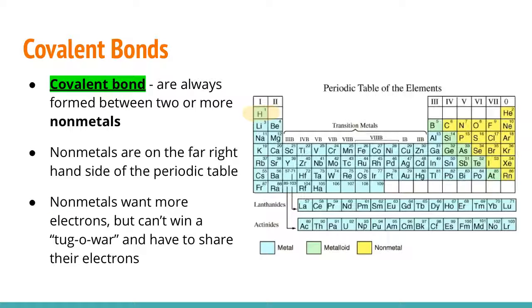Nonmetals want more electrons, so they want to share these guys, and they end up in this tug of war, and neither one can win that tug of war. That's why they end up sharing. So covalent bonds are different because we're dealing with the nonmetals on the right-hand side or hydrogen.